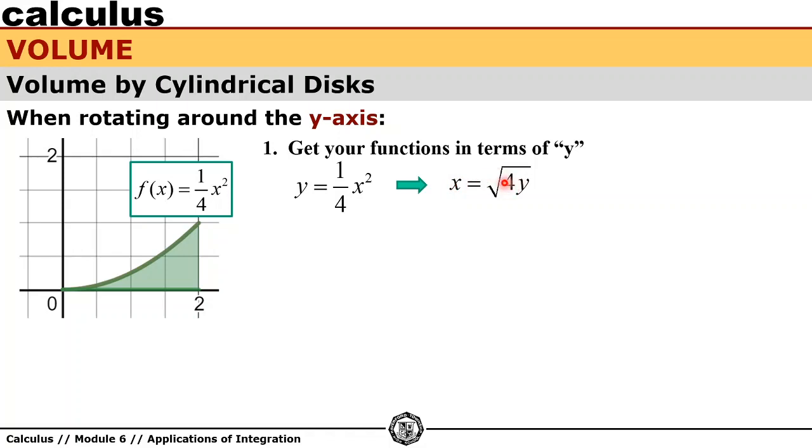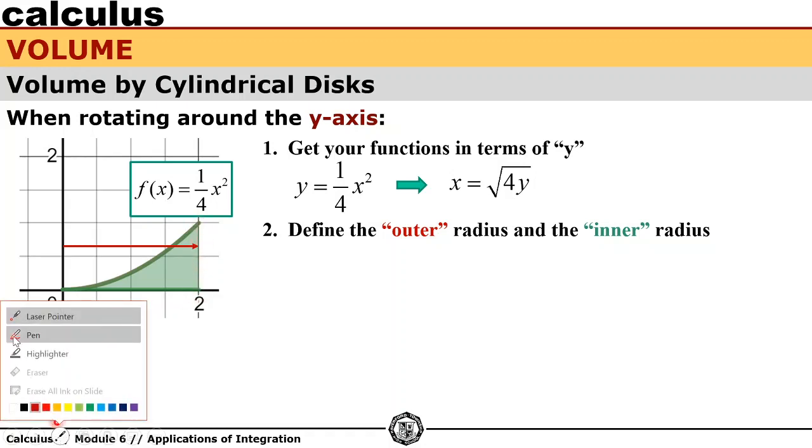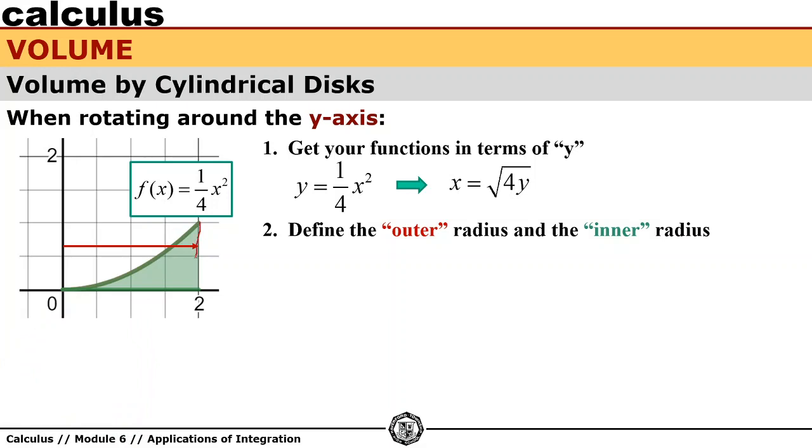Now step 2, we're going to define the outer radius and the inner radius, but like I said before, we're going to be doing it with respect to y. So the outer radius is going to be the length of the segment from the axis of rotation all the way out to the farthest curve. The farthest curve in this question is the vertical line x equals 2. That's really important to make note of, that this line, x equals 2, is going to form that outer edge. So our outer radius will stay the same no matter what.